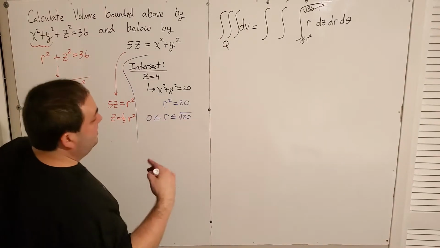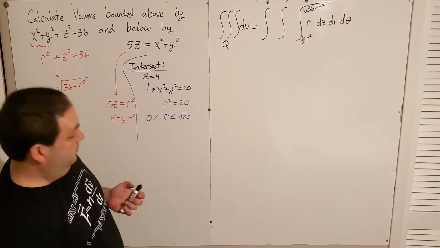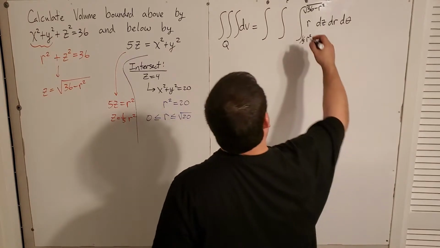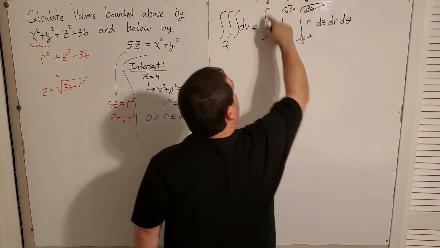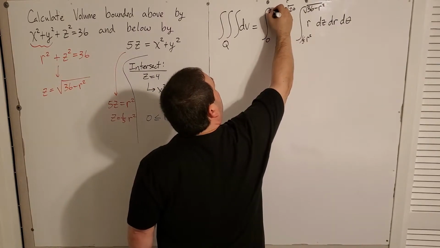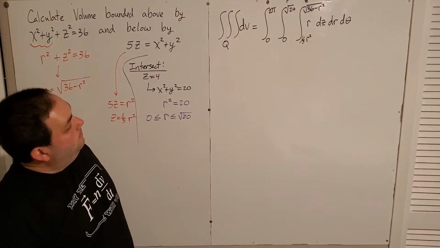And of course, since it's the whole circle, theta is just going to be 0 to 2 pi. Okay, so here we go. R is from 0 to square root of 20. And theta is just 0 to 2 pi.